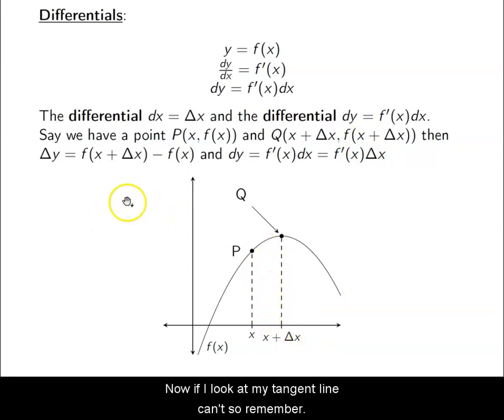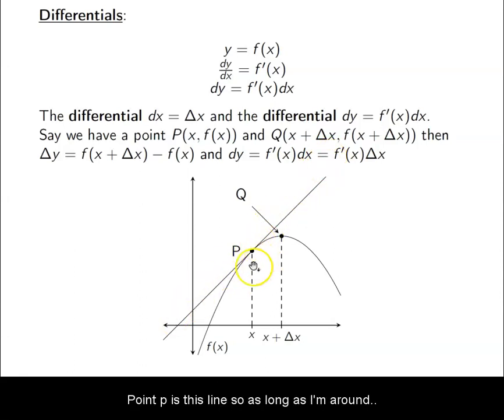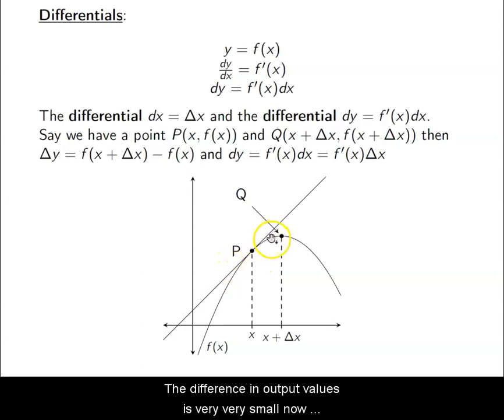Now, if I look at my tangent line, okay, so remember, the differential here has to do with the derivative, right? The instantaneous rate of change times a change in distance. So I have to have a tangent line here for my comparisons. So remember what we've been saying so far about the linearization of this function. So the linearization of f of x at point P is this line. So as long as I'm around P, the difference in output values is very, very small.